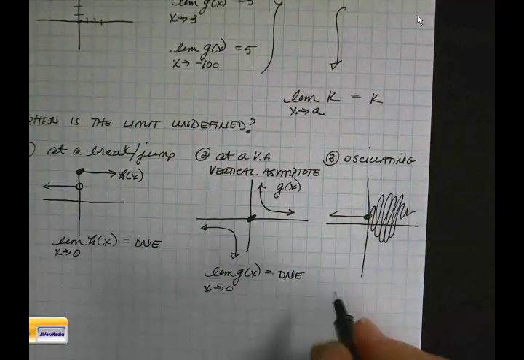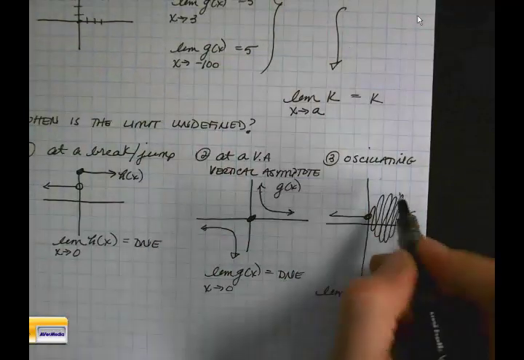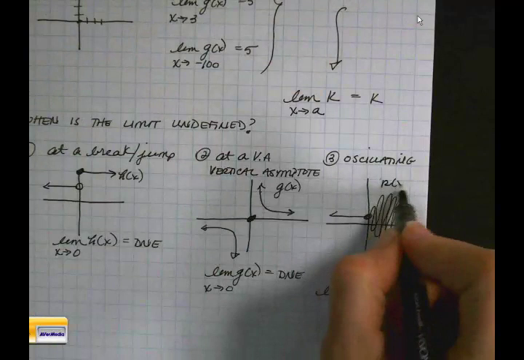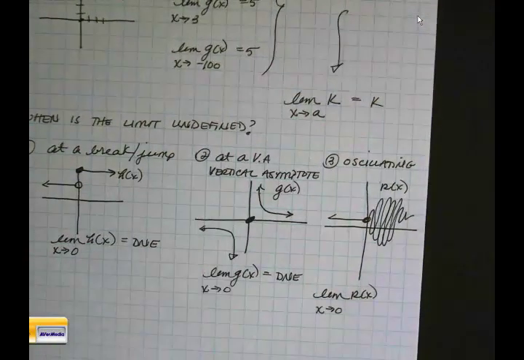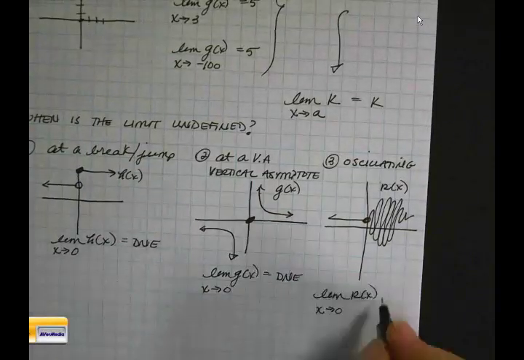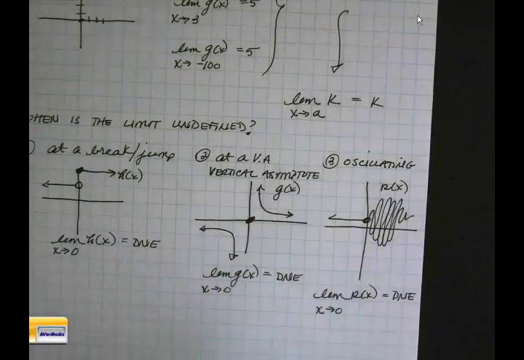So if you see something like this going on, and they ask for the limit of this function, maybe it's r of x, as x is approaching 0, we really cannot make a prediction because the function is going wild, and so we say this also does not exist.